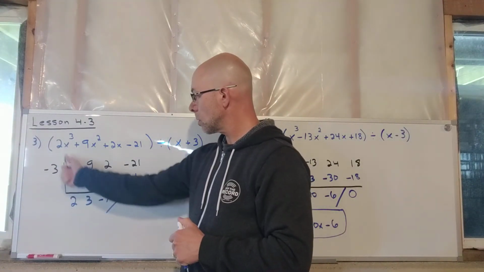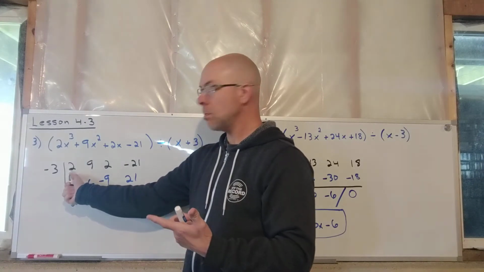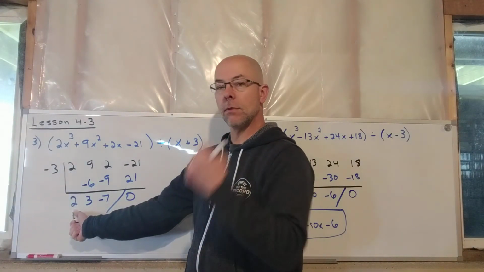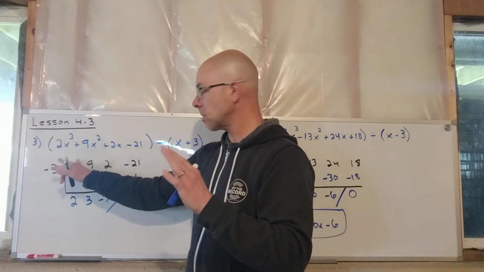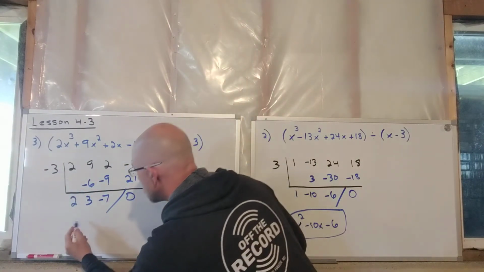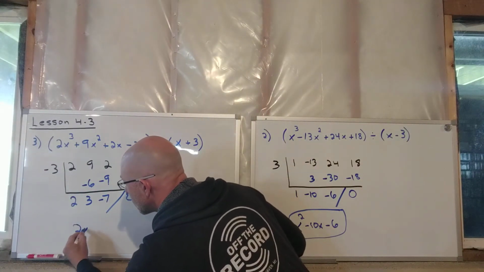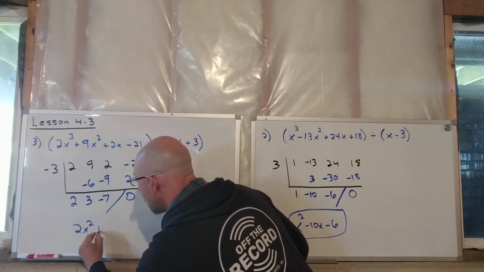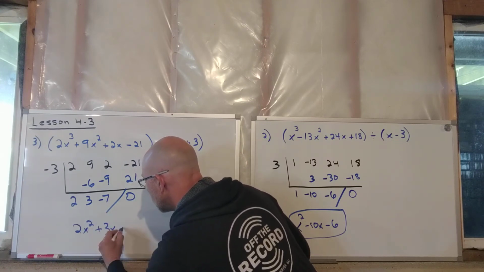Now remember, when we wrote this original 2, it was 2x cubed. The minute it fell down to this level, 2x squared now. It goes from an x cubed to an x squared. So this is 2x squared plus 3x minus 7.